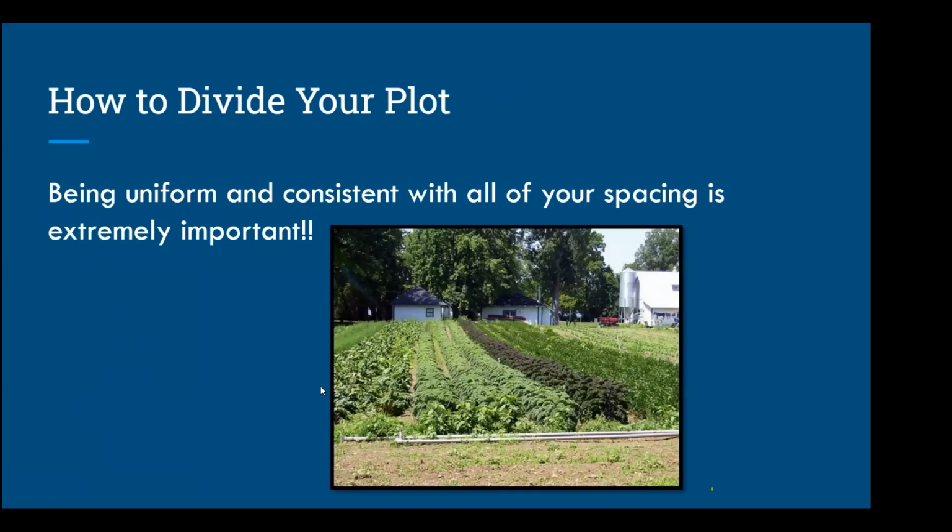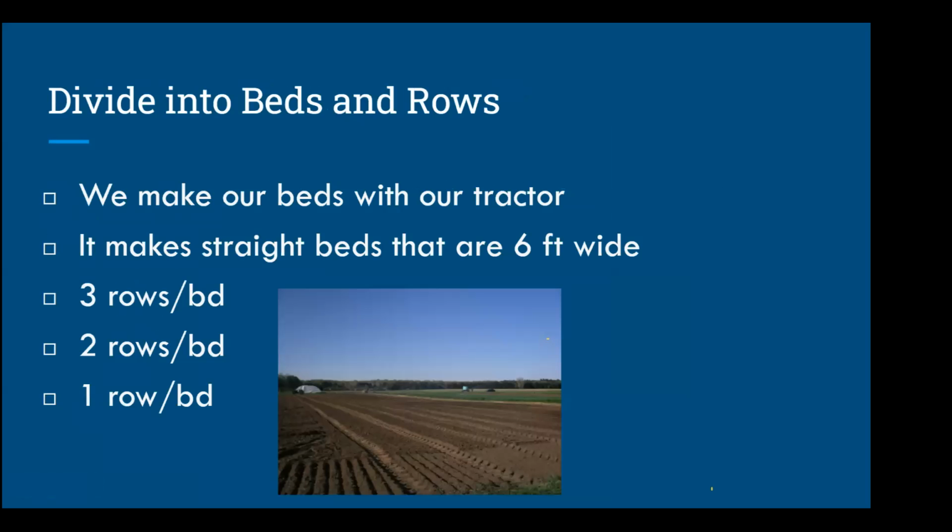So how to divide your plot. You want to be uniform and consistent with all your spacing. It's very important. And then to divide your beds into rows. So we make our beds with our tractor. It makes straight beds that are 6 feet wide. So you can have 3 row beds, 2 row beds, or 1 row bed.